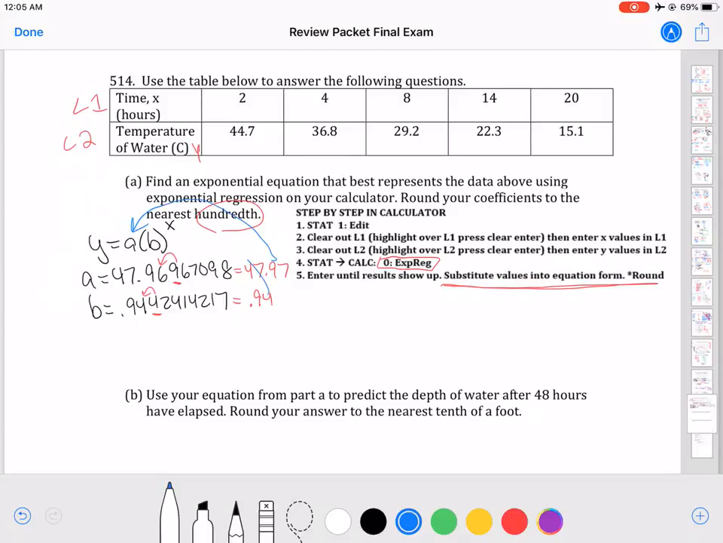So now to get my final answer, I plug in A where I see an A in the format, and B where I see a B. So my final answer is Y equals, plug in A, 47.97, times plug in B, 0.94, and I leave raised to the X. This is your answer to part A.